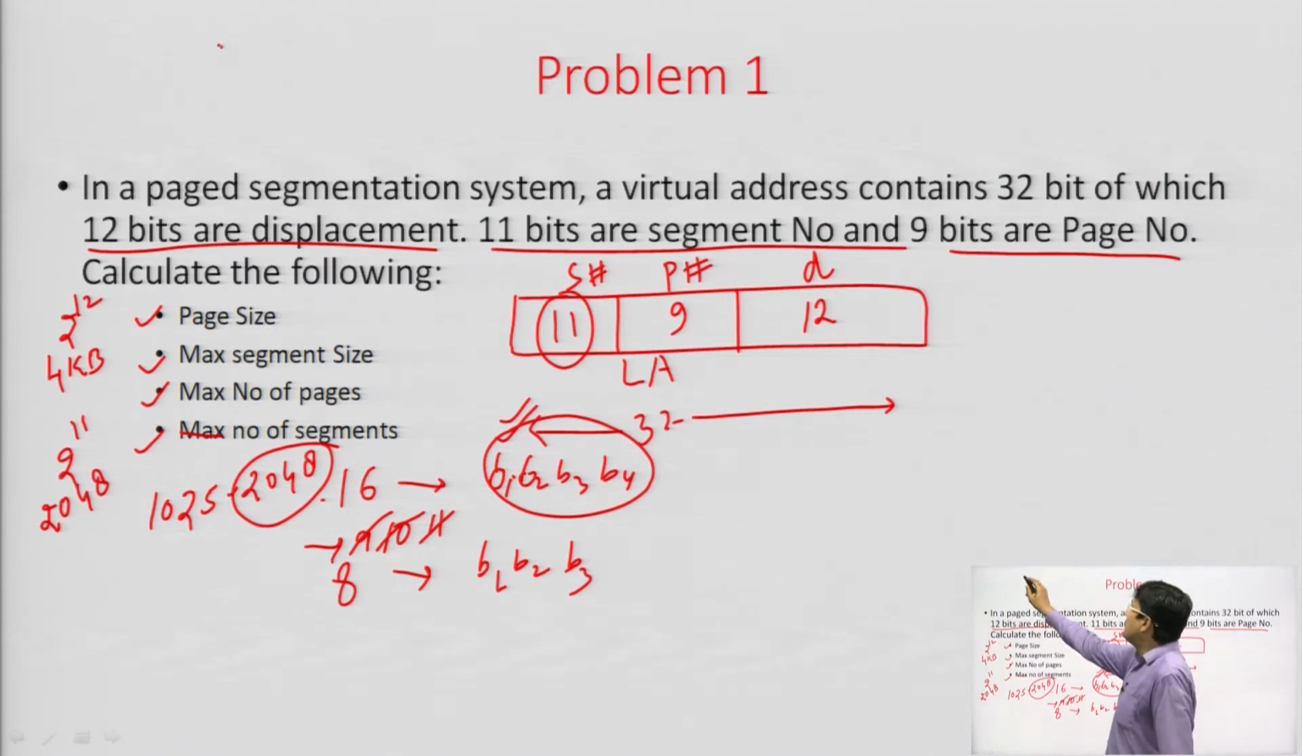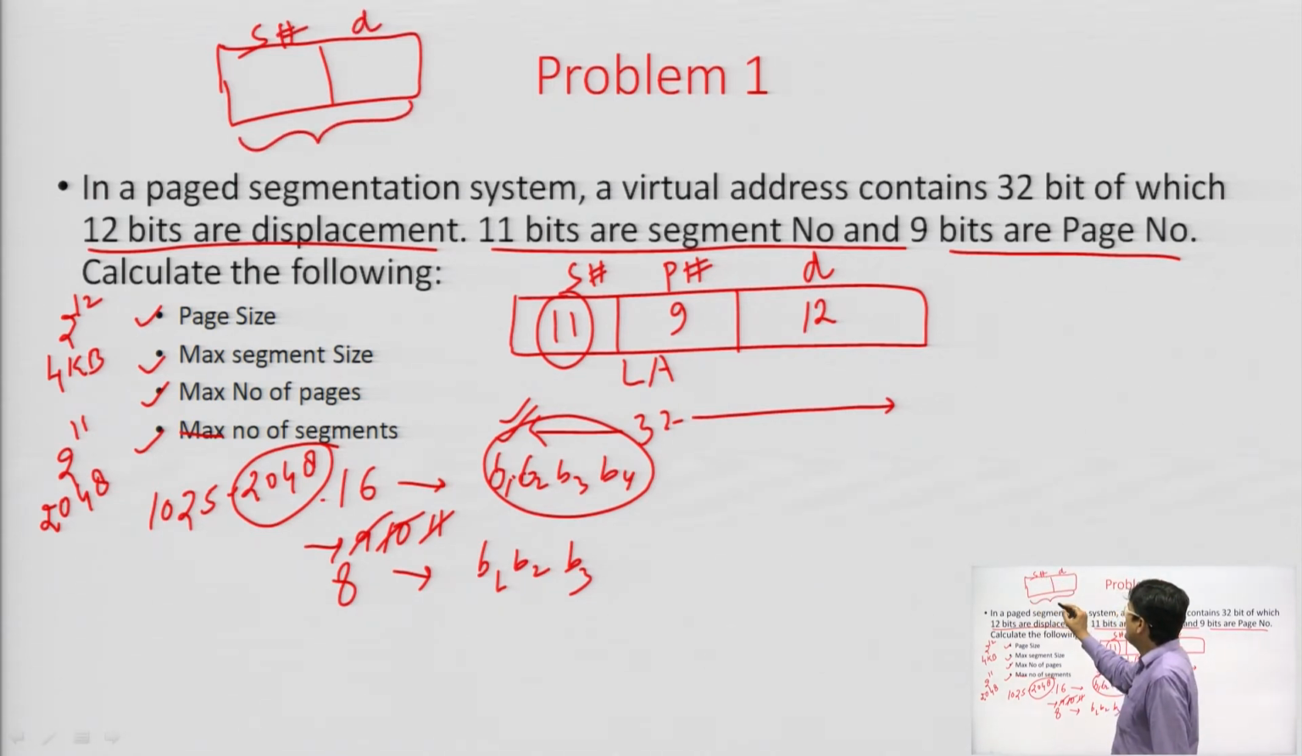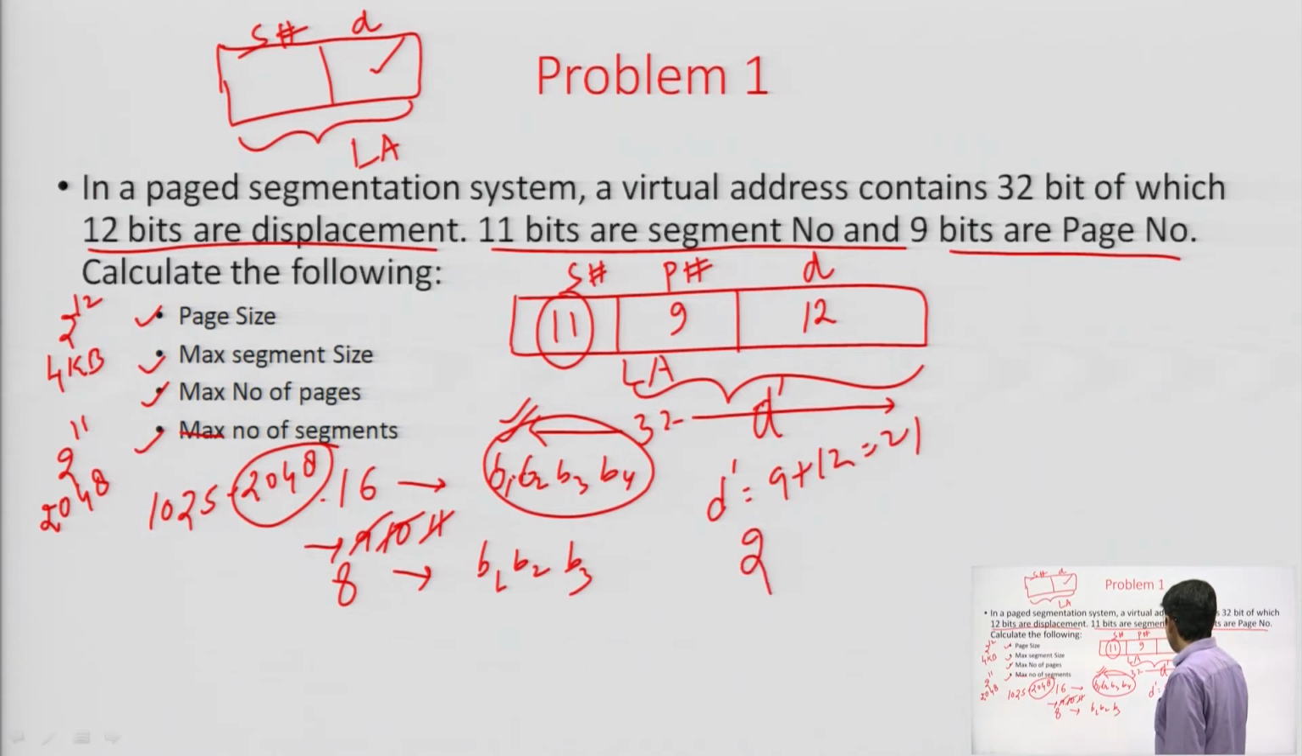In case you refer to only segmentation, then the address split was like segment number and offset. Together with this we were finding out the logical address. The size of the segment was referred to by the D bits. So here we have the segment number and the rest of the bits will be considered as the offset. Let us say it is D dash. So D dash actually contains 9 plus 12 bits, which means 21. So the segment size will be 2 raised to the power 21. So the maximum segment size here is 2 raised to the power 21.